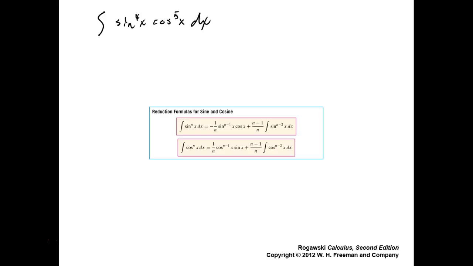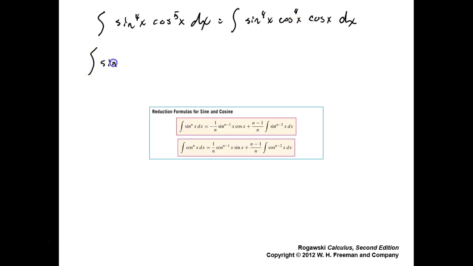The value of it being an odd power is we can pull out a single cosine. So we'll rewrite this as the integral of sine fourth x cosine fourth x times cosine x dx. Okay? Now that doesn't look any better. In fact, it may even look a little worse. But now that we've got this cosine to be an even power, we're going to do something else.